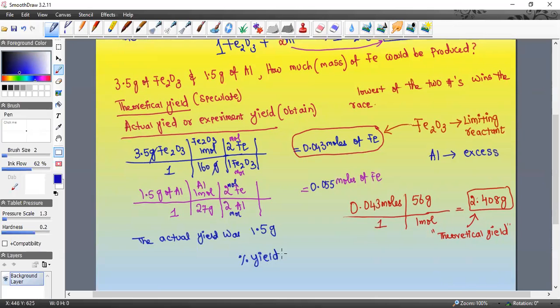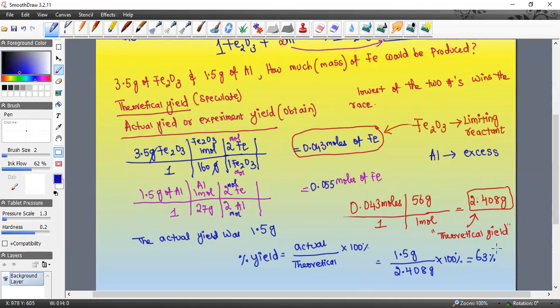That would be actual yield or experimental yield over theoretical yield times 100%. That means your actual yield is 1.5 grams, your theoretical yield is 2.408 grams, times 100%, which would be 1.5 over 2.408 times 100. So about 63%.